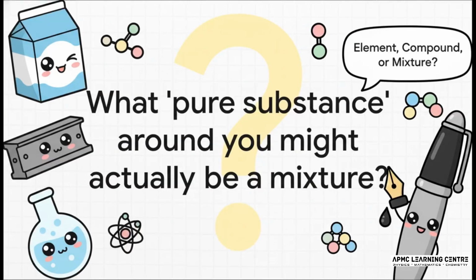And with that, I'm going to leave you with a final challenge. Once you start looking at the world through this chemical lens, it really changes how you see things. So look at the stuff around you, the milk in the fridge, the steel in a skyscraper, the ink in a pen. Start asking yourself that question. Is this an element, a compound, or a mixture? You'll find the answers are often way more interesting than they first appear.